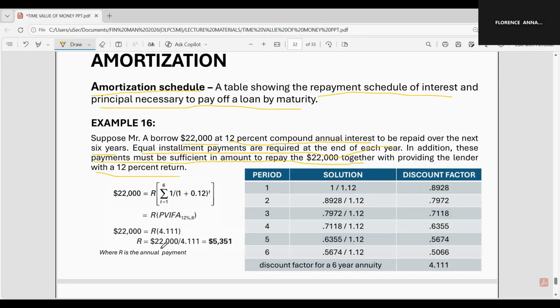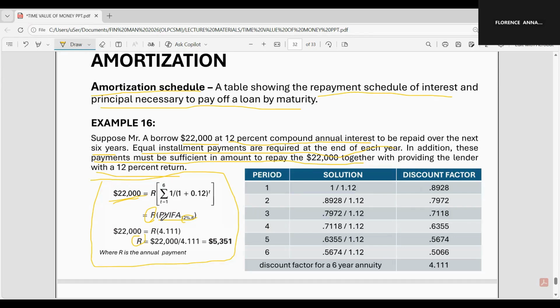So, how do we solve this kind of problem? We can actually prepare an amortization table, or we can also compute this with this formula to get your annual payment, which is denoted by R. So, 22,000, your loan, is equal to your annual payment R times your PVIFA, or your present value interest factor of annuity for 6 years at 12% interest.